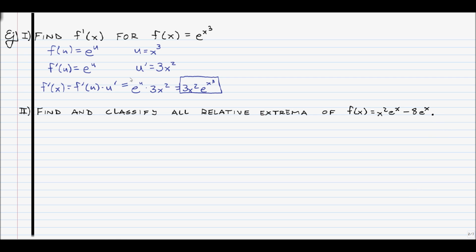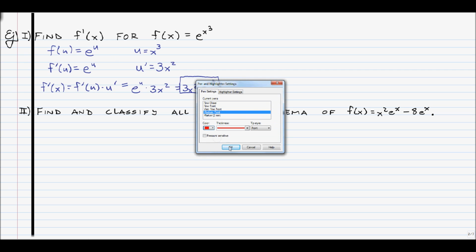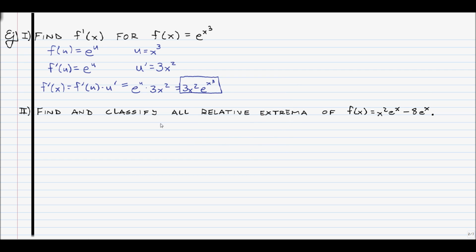So here is the problem we are going to set to work on. We want to find and classify any relative extrema, all the relative extrema even, of f of x equals x squared e to the x minus 8 e to the x. So first thing I want you to do is just take a look at that function for a second and see, are there any special rules we might need to use?